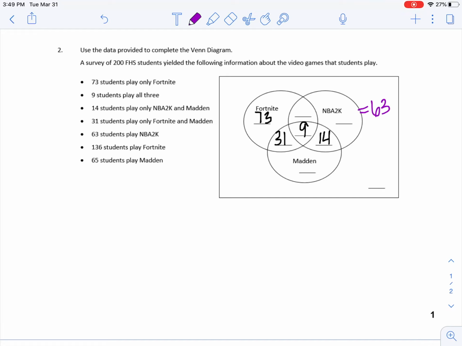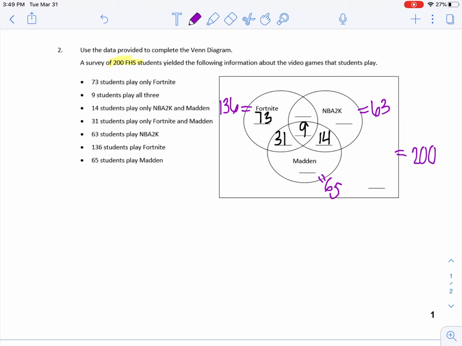Next, we have 136 students who play Fortnite. So again, that's another total. So I'm going to put that at the edge of the circle. And we'll use that in a little bit. And then 65 students play Madden. So that's another total. So we'll put that at the edge of our Madden circle. And then going back to the very beginning, we did have our entire total for our universal set. So this whole rectangle adds up to 200 FHS students.